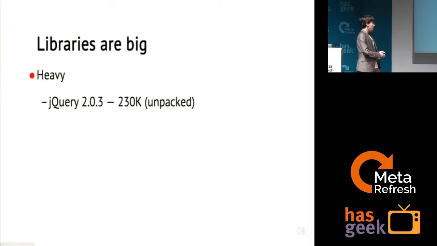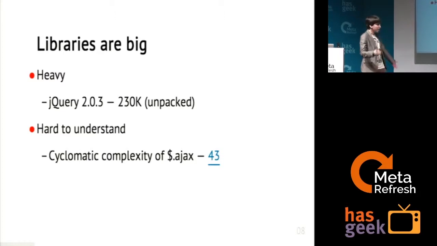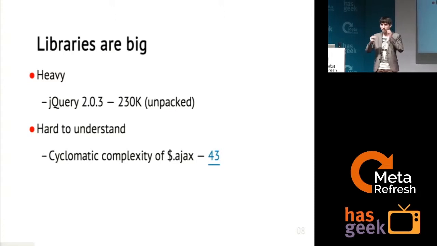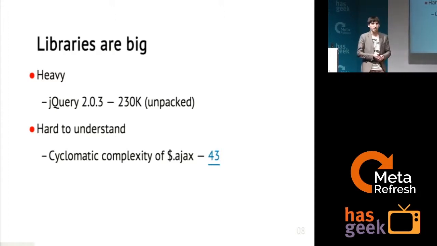Code libraries are big and complicated. It's actually hard to understand how they work inside. Well, it's easy to understand the interfaces because there are so many articles, so many questions on Stack Overflow about Ajax, templating, anything about jQuery. But it's hard to understand how they work inside, because, for example, the cyclomatic complexity of jQuery Ajax is 43. This is a crazy number. And this means that you can execute this function in 43 different ways depending on its arguments.